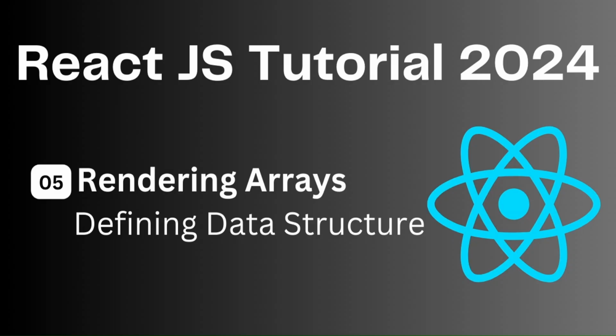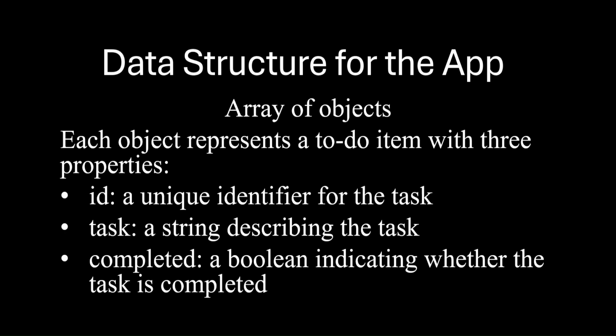Hi everyone. When developing a React application, choosing the right data structure is crucial for maintaining clean, efficient, and scalable code. In this lesson, we'll explore how to use an array of objects in React to manage a list of tasks by building our to-do list application. So, for our project, we'll use an array of objects as the data structure. Each object represents a to-do item with three properties: id, a unique identifier for the task; task, a string describing the task; completed, a boolean indicating whether the task is completed.